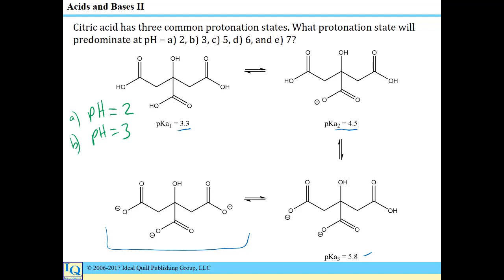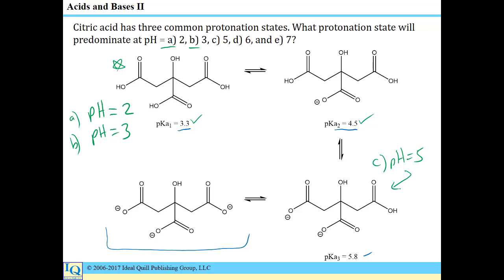So for the indicated pHs in A and B, pH of 2 or 3, those pHs are too acidic to remove even the first proton from the citric acid. So you would have a species that looks like this. Once you reach a pH of 5, that's basic enough not only to remove a proton from this species, but also to remove a proton from this species with a pKa of less than 4.5. So at a pH equal to 5, you would actually have a species corresponding to the species in the bottom right, where 2 of the protons have been removed.